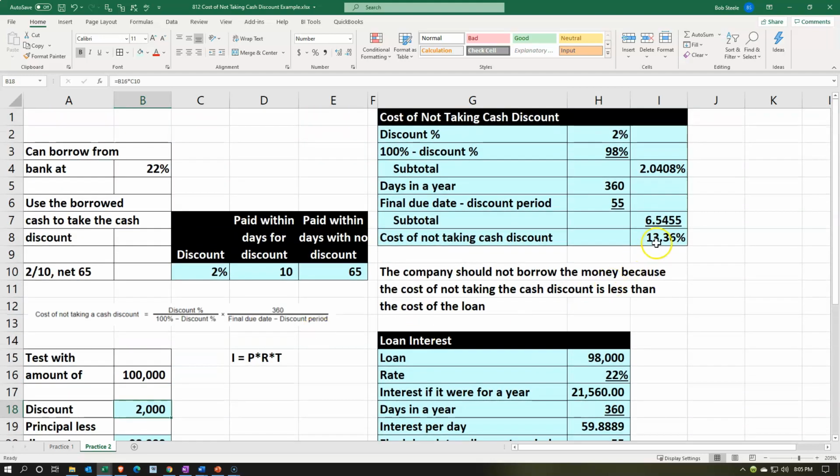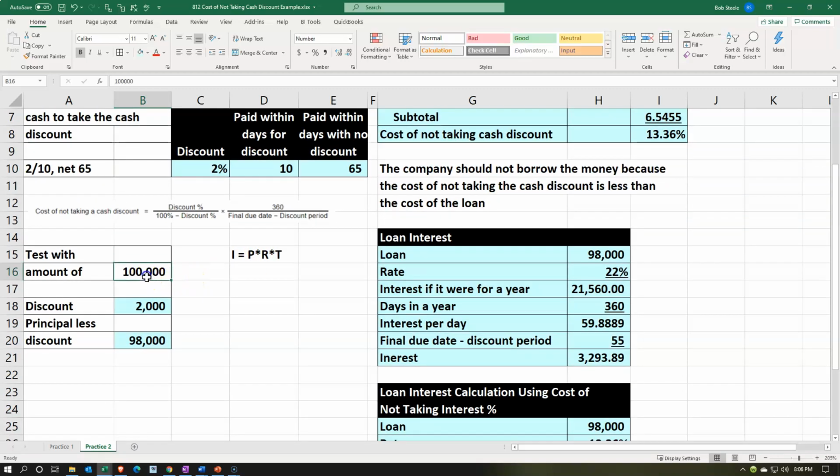So again, bottom line, this calculation will give us a percent. If we're going to finance the purchase, this is the cost of us not taking the discount. So if we can finance it for a percentage less than that, it's beneficial. If we have to pay something over that, as we do here, it's not beneficial. And you can kind of prove that with just basically testing this out and calculating the interest on it under the two scenarios and seeing whether it makes sense or not.